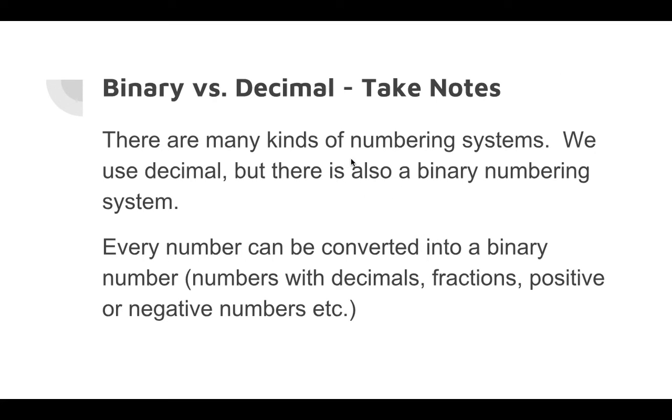So there are many kinds of numbering systems. We usually work with a decimal system. That's what we usually use in math. But there's also a binary numbering system. And every number can be converted into a binary number. So normally numbers are, let's say we have 25 or 100, 1,862. What we're going to be learning is how do we write those numbers just using a 0 and a 1. And we're going to go through that. So any number, decimal, fractions, positive or negative, can be represented by the binary system.